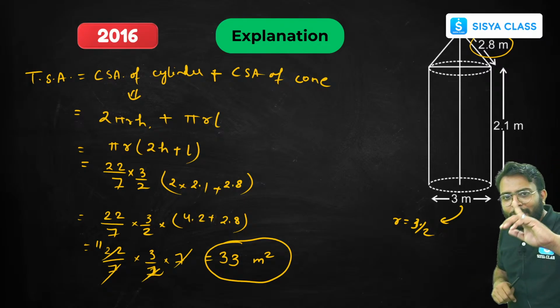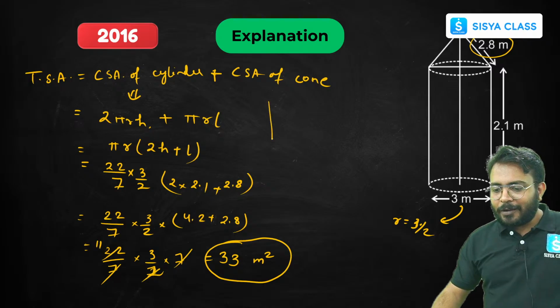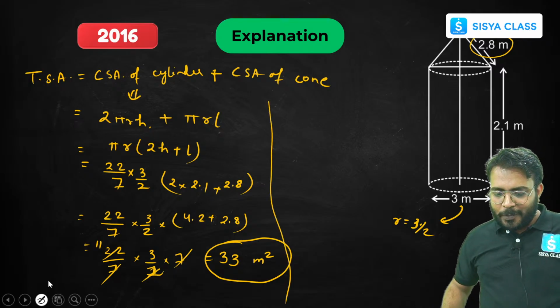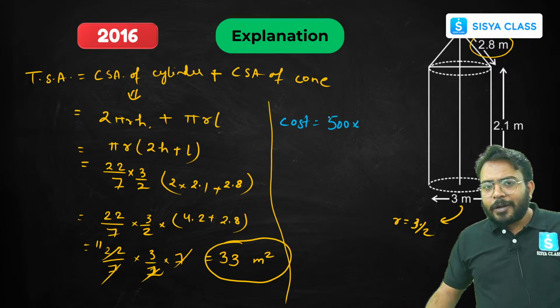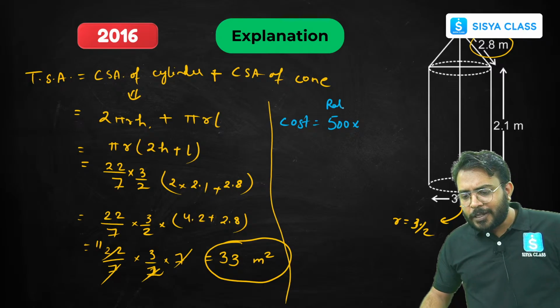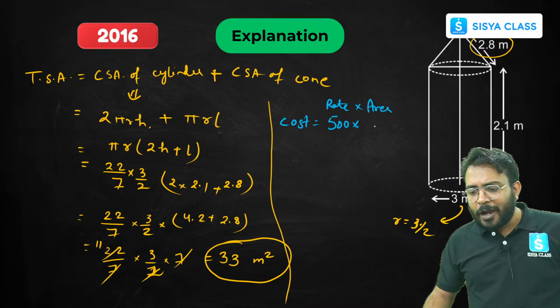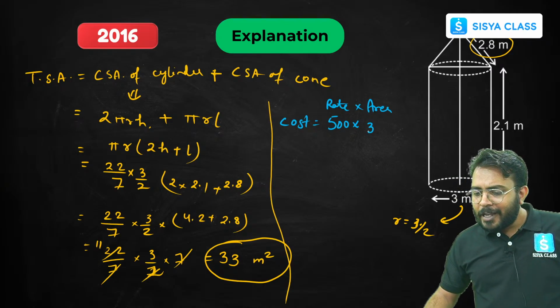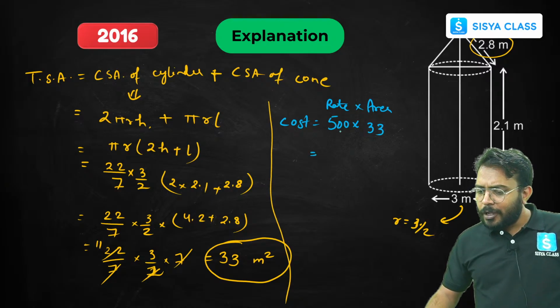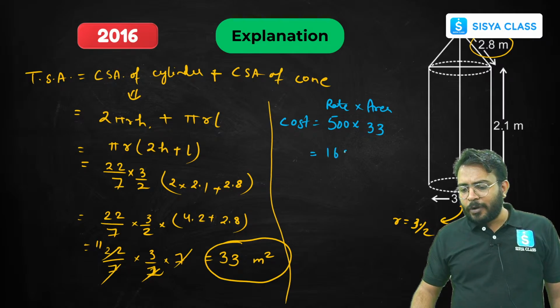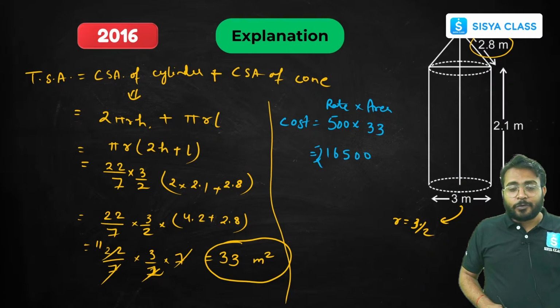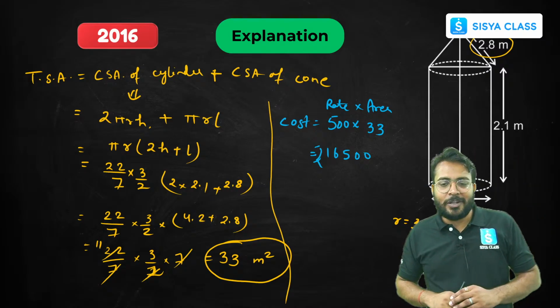So what is going to be the cost? Cost is going to be rate into area. What is the rate, and how much area is required? Rate is 500 and area is 33. So you can do 500 into 33. 33 into 5 is going to be 165 and 00. So these are rupees, that means 16,500 rupees will be required.